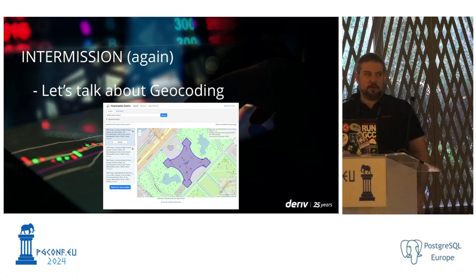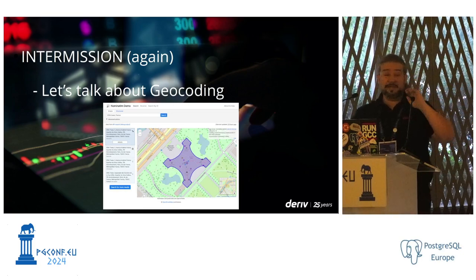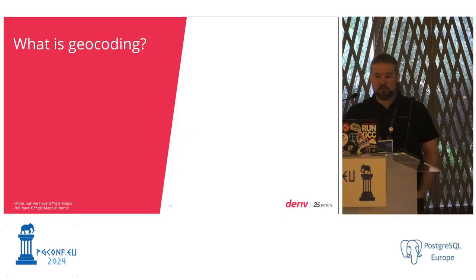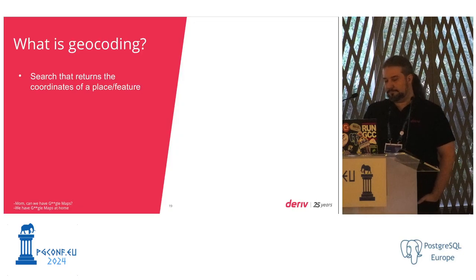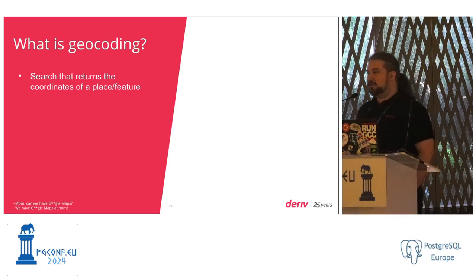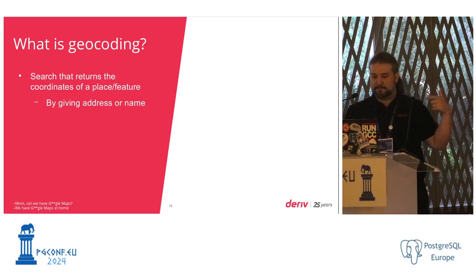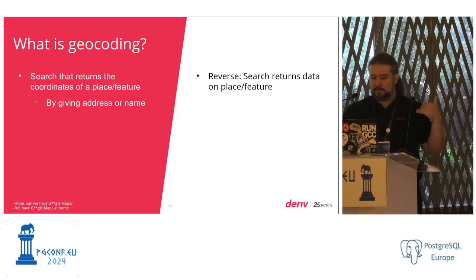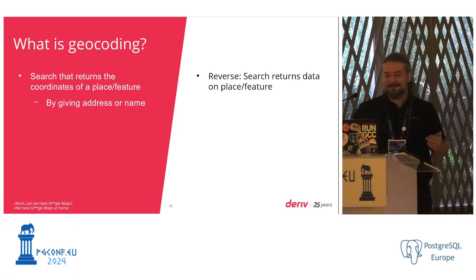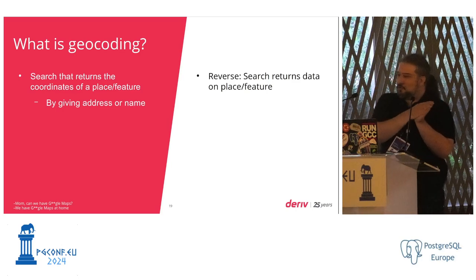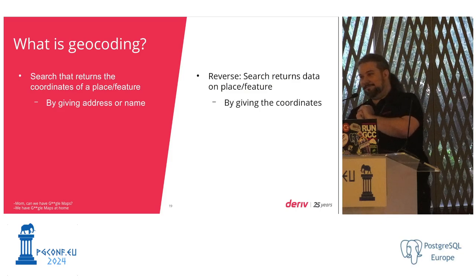That's, by the way, a screenshot from Nominatim, which is a geocoding tool. What is geocoding? Geocoding is a search that returns the coordinates of what you searched for. So if you're searching for a place or a feature, geocoding returns the coordinates for that. So you give an address or a name of a location or a feature on a map, and you get back coordinates. Reverse geocoding, surprisingly, returns the data on this place or feature when you provide the coordinates. Cool? It's really simple.